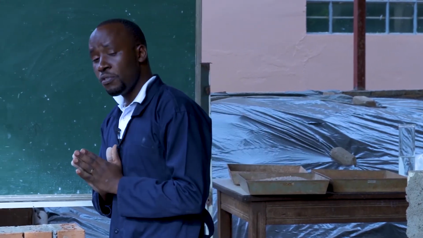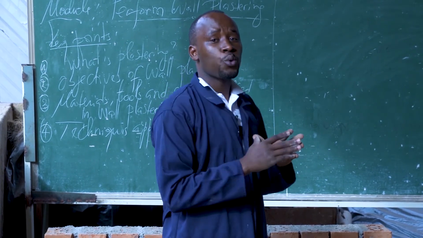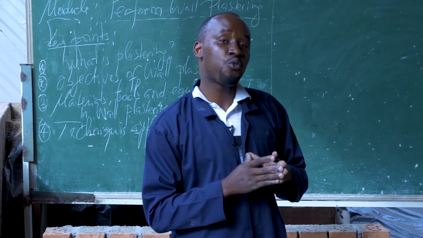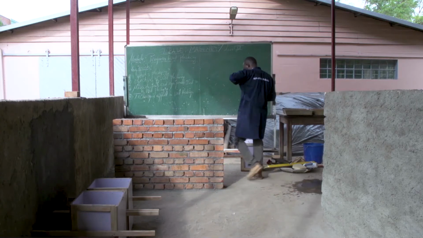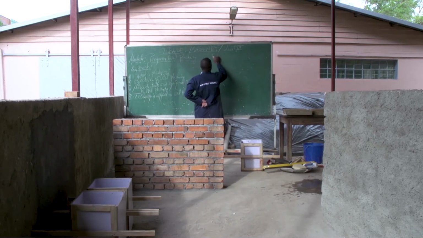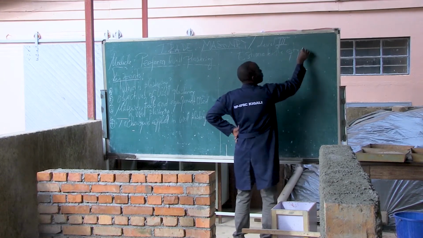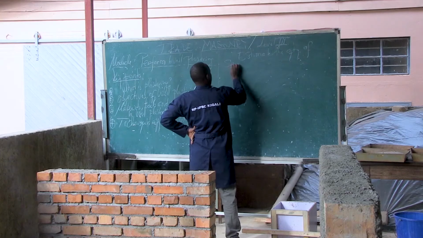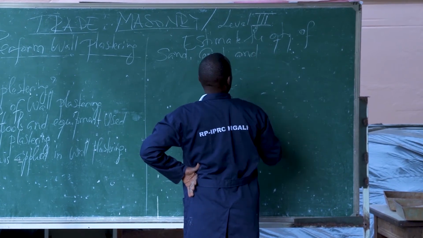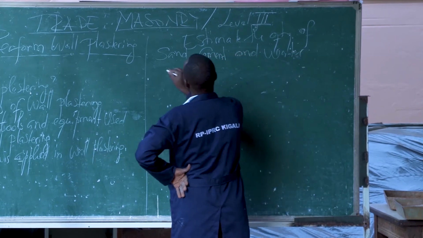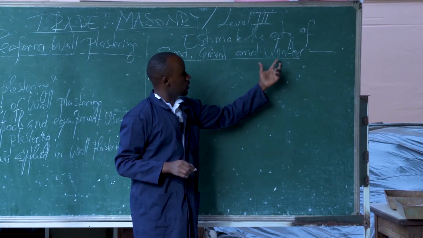Dear students, before performing any practical task like plastering, it is better to identify the quantity of material required for each coat. Estimate the quantity of sand, cement, and water. Those are the different types of material that we are going to use.